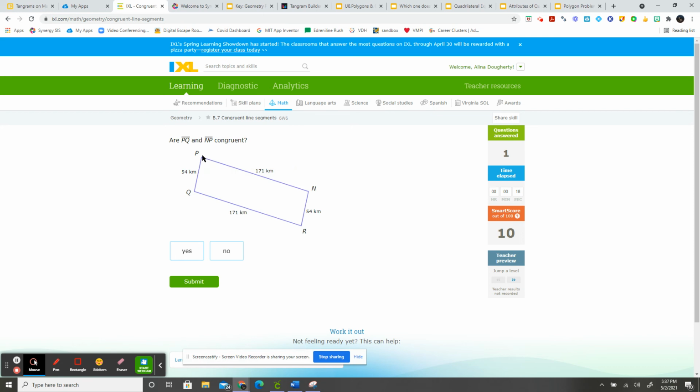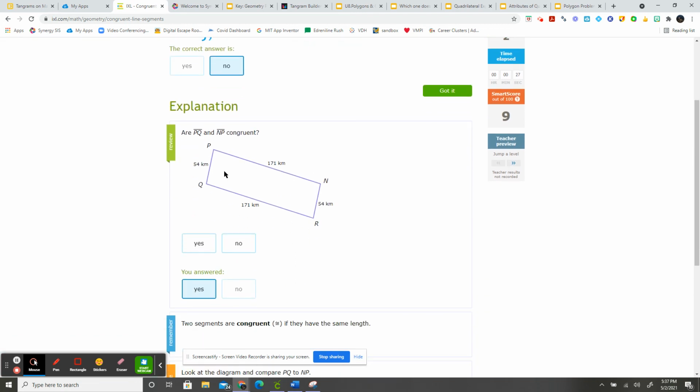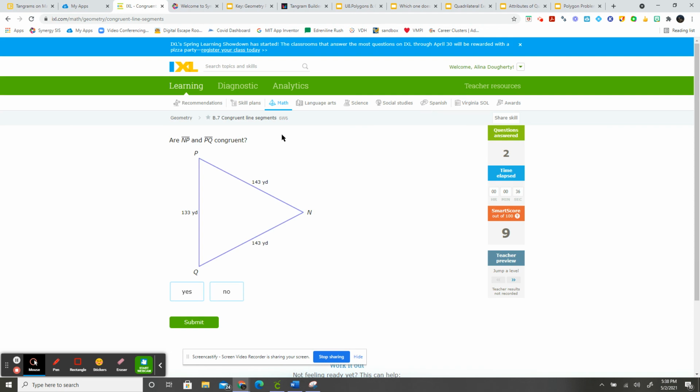PQ and NP, both 54, definitely a yes. Oh no, what did I do wrong? PQ and NP, I looked at NR. So don't be like me, don't make crazy mistakes. NP and QR. So N to P is 143, and then P to Q is 133. 143 and 133, not the same.